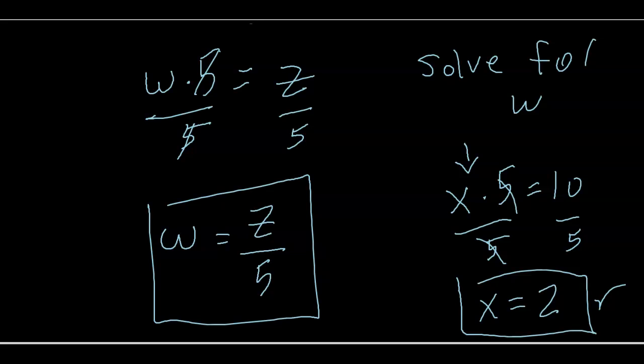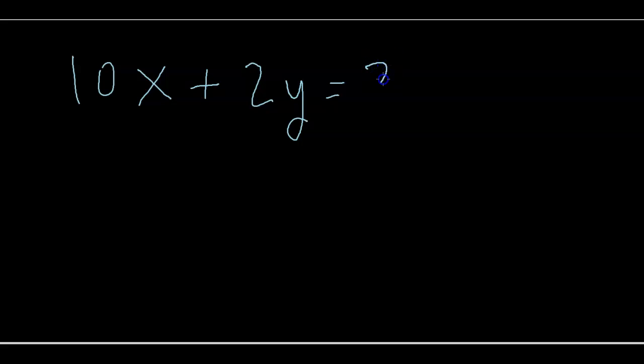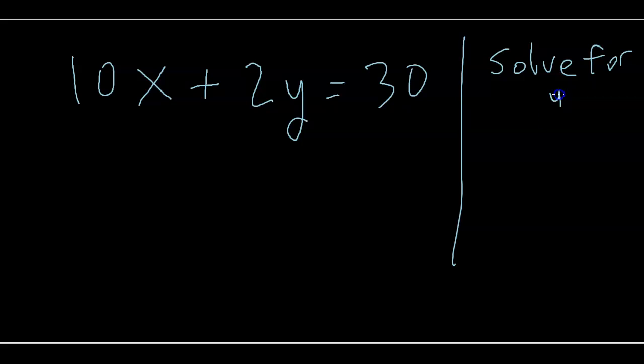Let's do one more example, or two, maybe two. All right, let's say we had something like 10x plus 2y equals 30. That's better. 10x plus 2y equals 30. And what do we want to do? Let's say we want to solve for y. What does that mean? That means we want to get y by itself on that left-hand side.